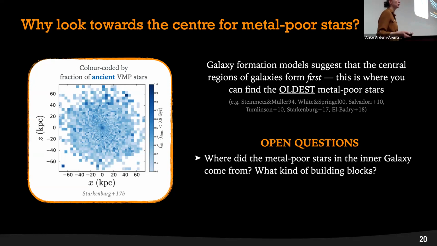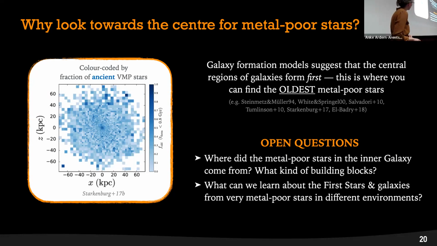And then there's still a bunch of open questions. For example, where did the metal-poor stars in this region come from? Are they the same as the ones that we find in the rest of the halo? Or is there something different about them? And what kind of building blocks contributed? Is it mostly one big one? Is it a bunch of small ones? This is still an open question.